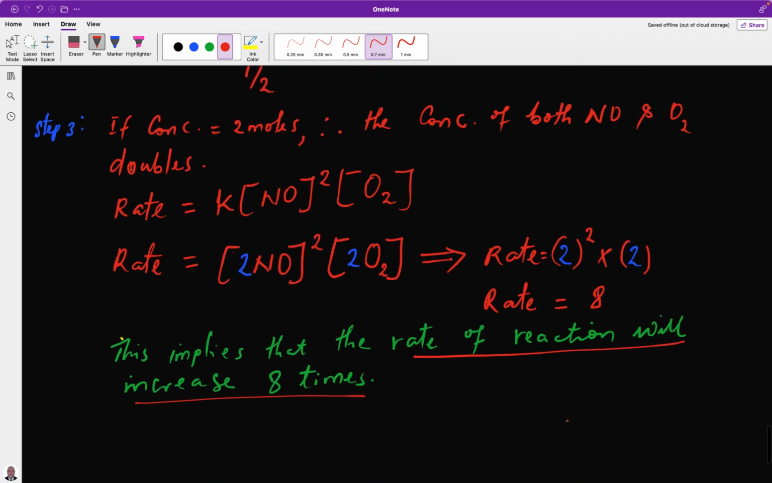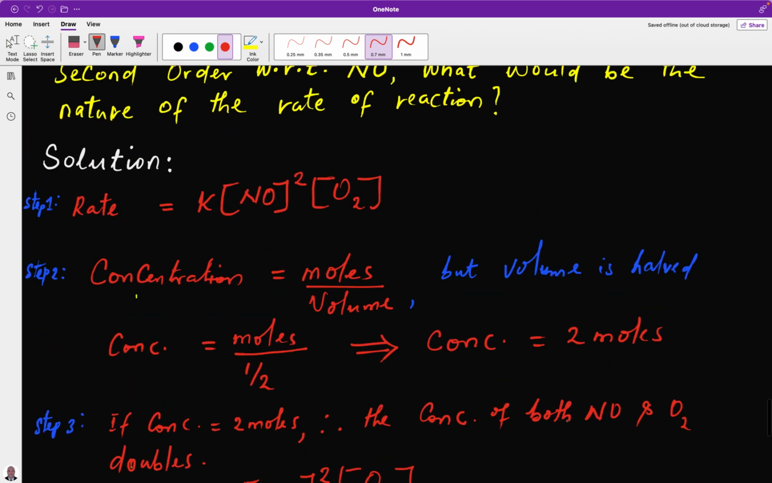Therefore, summarizingly, we can say this implies that the rate of reaction will increase 8 times. That is how you can solve some related questions like that on the order of reaction and the rate of reaction given the concentration.